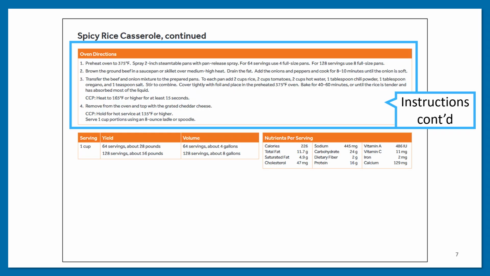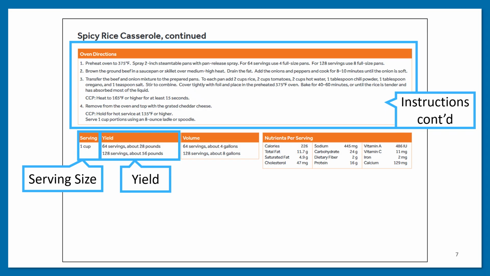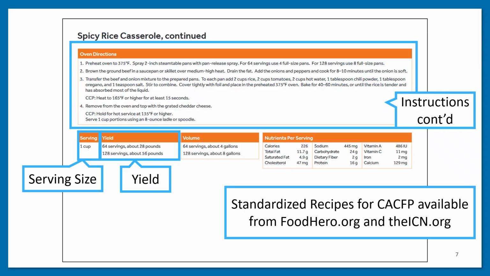On the second page, the instructions continue. The serving size of 1 cup is listed. This means that 1 cup of this recipe will provide all the meal pattern component contributions listed on the top of the first page. And for good measure, it also includes the yield again. This recipe includes all the information you would need from a standardized recipe. Sponsors who are looking for pre-made standardized recipes can check out foodhero.org, which is where this spicy rice casserole recipe is from, or the ICN.org, which has hundreds of USDA-credited standardized recipes.